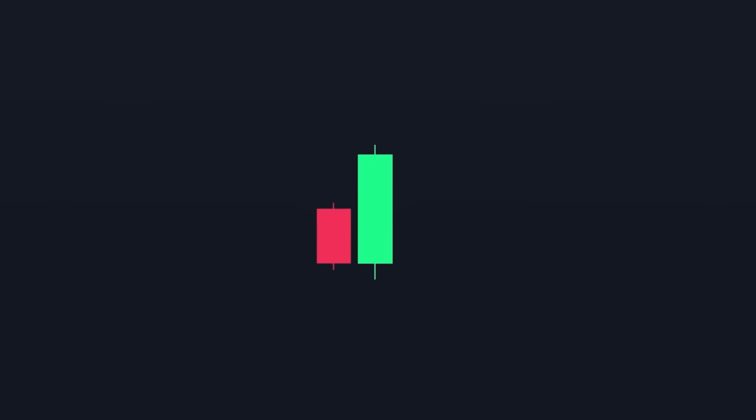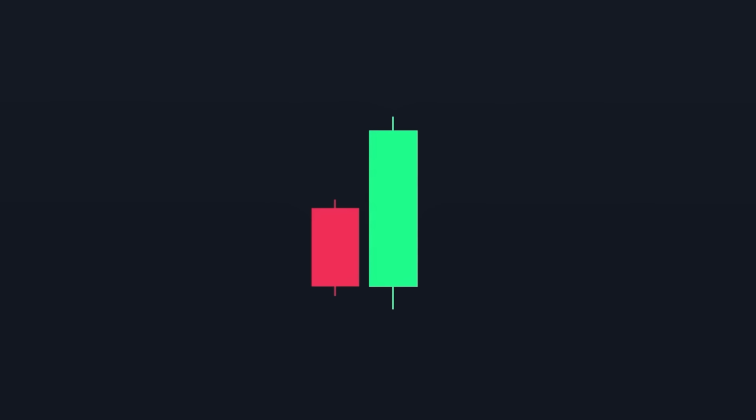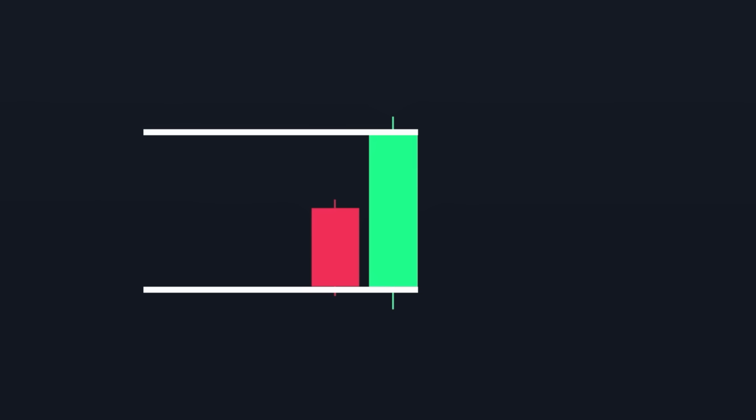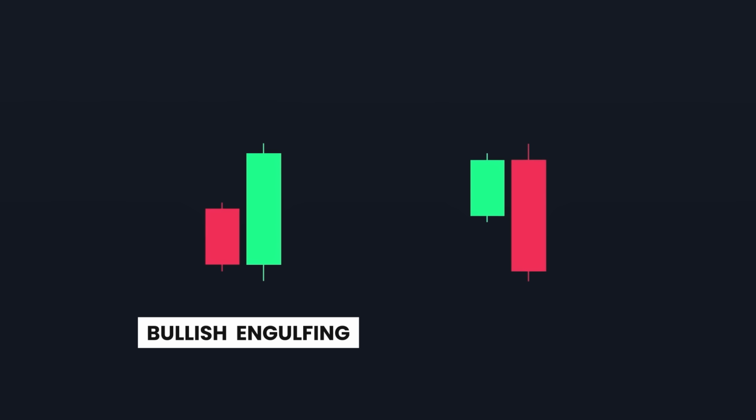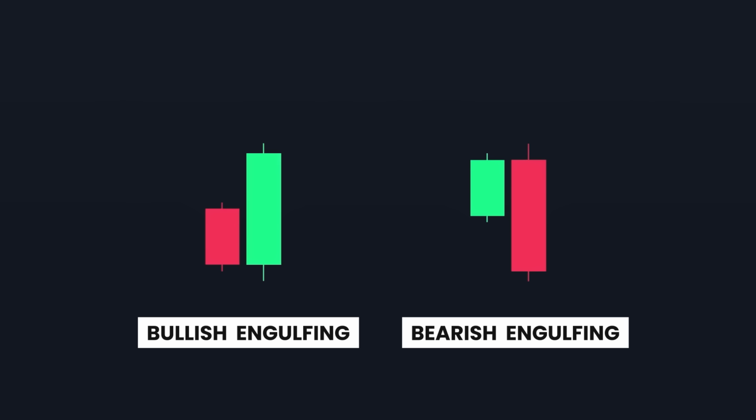My absolute favorite and most used candlestick pattern I trade with is the engulfing candle. This pattern consists of 2 candles, a smaller first candle followed by a massive candle of the opposite color. The key requirement is that the second candle's body must completely swallow the first candle's body. There are 2 types of engulfing patterns. The bullish engulfing appears when a small red candle is followed by a large green candle that completely engulfs it. The bearish engulfing is the opposite, a small green candle followed by a large red candle.